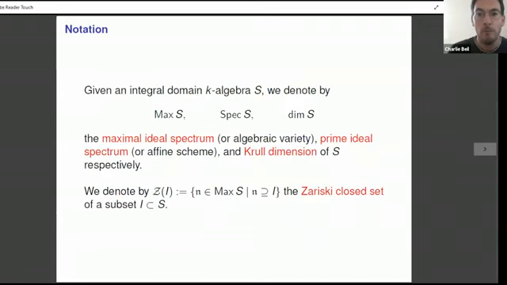So first, just for some notation, given an integral domain K-algebra S, we denote by max S, spec S, and dim S the maximal ideal spectrum or algebraic variety, prime ideal spectrum or affine scheme, and Krull dimension of S, respectively. And we denote by script Z of I the Zariski closed set of a subset I.